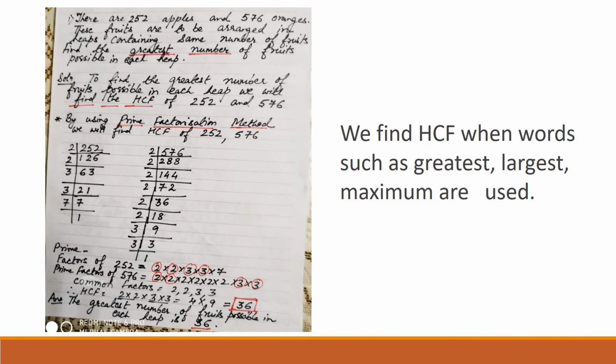Now again 6 is the last digit. It is divisible by 2. So continue with 2. 2 sixes are 12. 2 threes are 6. Now is 63 divisible by 2? No. Is it divisible by 3? Yes. So 3 twos are 6, 3 ones are 3. Now 21 is the quotient. Is 21 divisible by 3? Yes, because 21 comes in 3's table. 3 sevens are 21. Now 7 is a prime number, so 7 ones are 7.